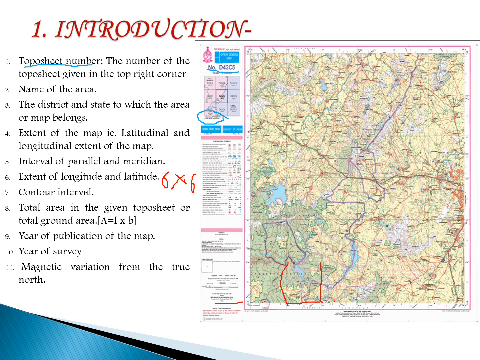Then next is your year of publication. The year of publication will be clearly mentioned here, okay. When it was surveyed, that is the year of survey, will also be given, okay, like 2011. Then the survey year, in which year the survey was done, that is 2005 or 2006. Like that the information will be given here, you have to just write it. Then the magnetic variation from true north is also given here. It will be represented here, that is 2 degree west in 2005, like that the magnetic variation is given. So that you have to write.